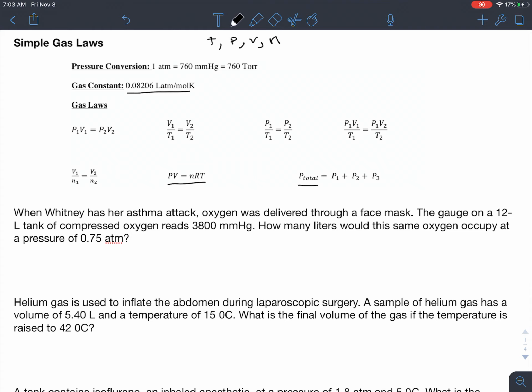So let's look at this first one. When Whitney has her asthma attack, oxygen was delivered through a face mask. The gauge on a 12-liter, so here's a good chunk of information. I'm going to already write that. I'm given a volume, the first one, of 12 liters. Tank of compressed oxygen reads 3,800 millimeters mercury. There's my first pressure.